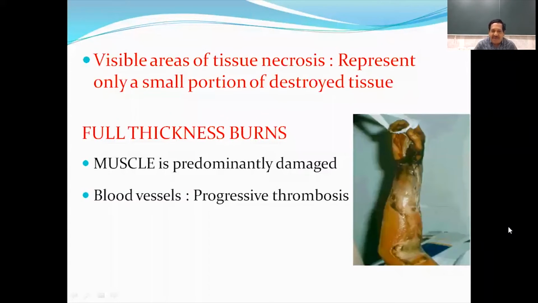The entry wound is very small and the exit wound is small, but they represent only a small portion of the destroyed tissue. Throughout the length, from entry to exit, the tissues are damaged, and there is progressive thrombosis, because blood vessels go into thrombosis. Muscle is predominantly damaged. In full thickness burns, this is most important.